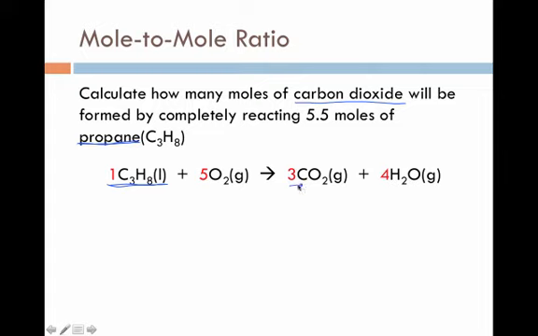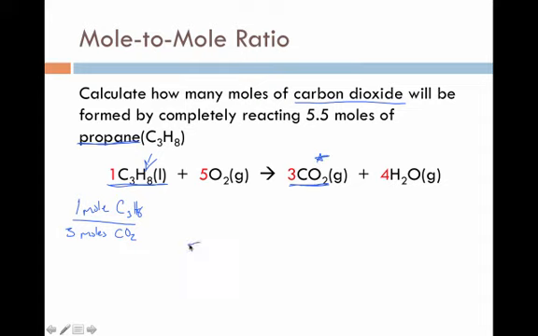We got propane and carbon dioxide as the substances we're interested in. From this, we can create a mol-to-mol ratio. It turns out from every 1 mole of C3H8, we're going to expect to get 3 moles of carbon dioxide. And that's going to be the ratio we use to convert between how much of this we have and how much of this we're going to get.